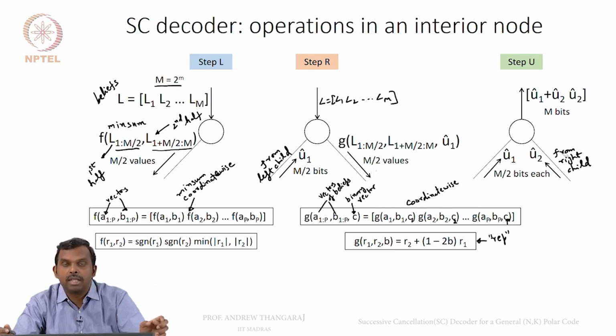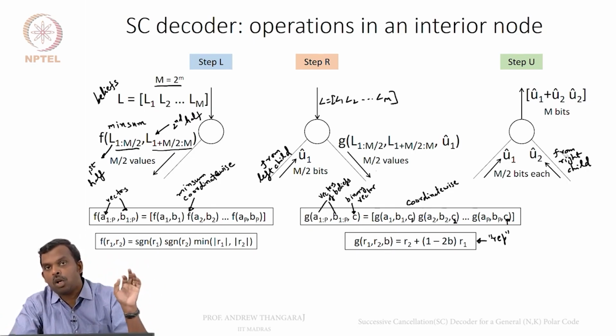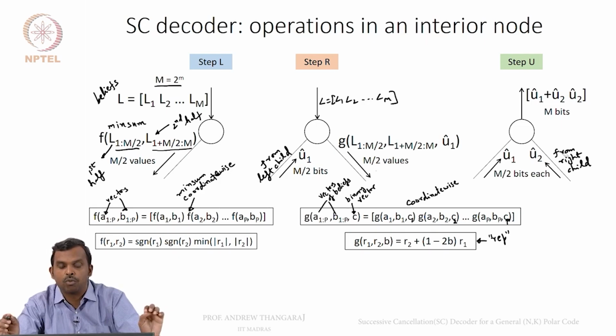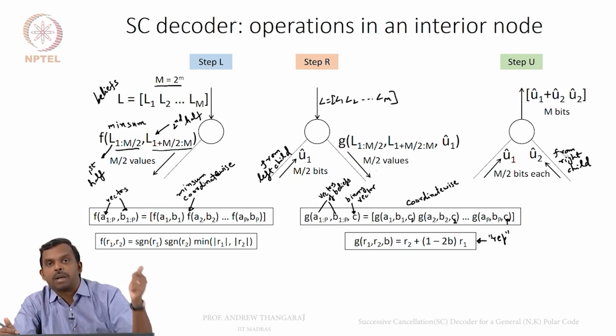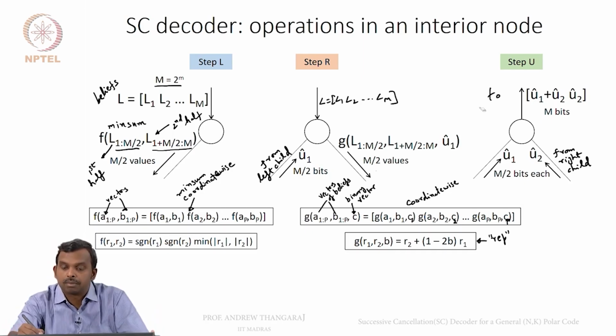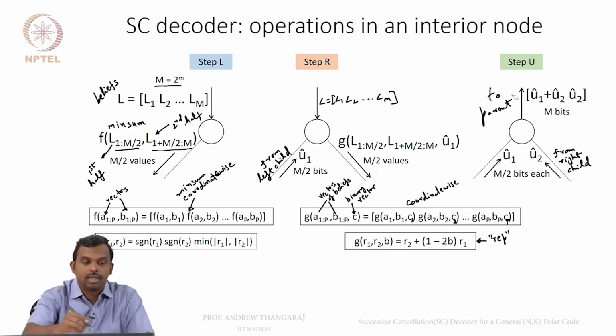The moment the node receives any belief from its parent, it will do step L, which is min-sum, coordinate-wise, splitting the beliefs into two. Then once it receives decisions from the left child, it will do the G operation, combining its incoming beliefs, again divided into two, along with the decisions in the G operation in the repetition code format, and then send it to the right child. And it will wait for the right child to get back its decisions. Once the right child gets back its decision, it will do the combination and do the step U, in which it will compute what it needs to send back to its parent. So this goes to the parent. This came from the parent.